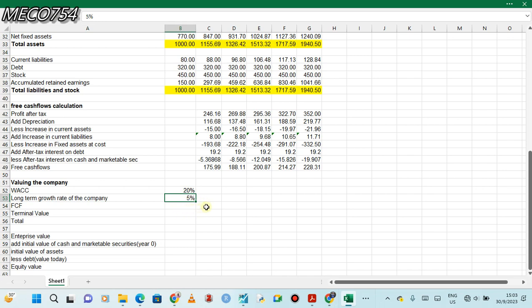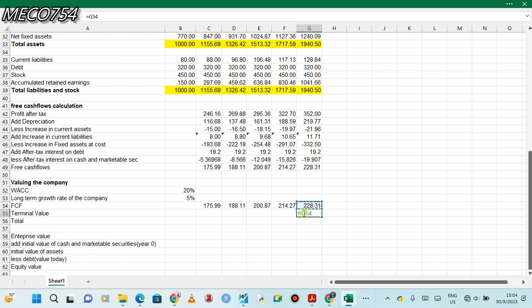Now for the free cash flows, we've already calculated them. We need to bring them down. So it's equal to the free cash flows which are there. Enter. Now copy everything till the last year. That's the free cash flows. Now the terminal value, you only calculate it for the final year, and it's equal to this free cash flow of the last year.